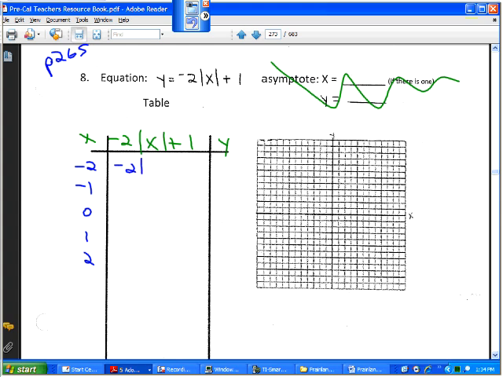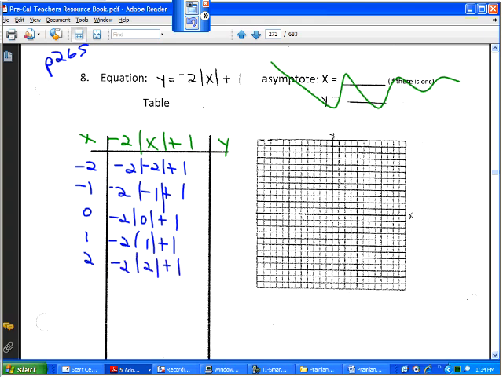So we're going to have negative 2, absolute value, negative 2 plus 1. Negative 2, absolute value, negative 1 plus 1. Negative 2, absolute value, 0 plus 1. Negative 2, absolute value, 1 plus 1. Negative 2, absolute value, 2 plus 1.